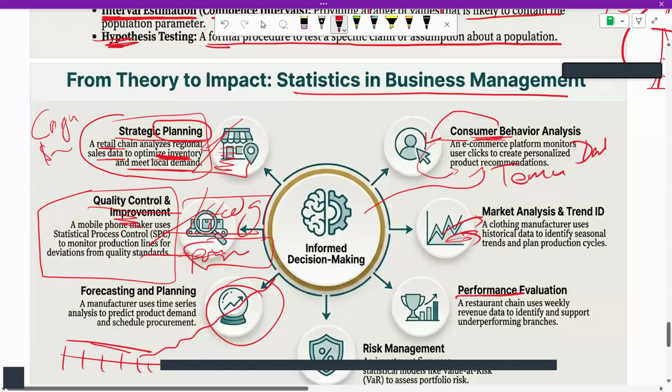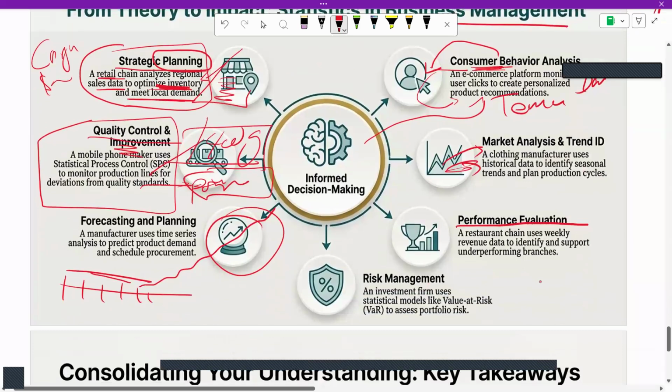And performance evaluation, employee performance, salesperson performance, and risk management, especially stock market risk management, fire accidents, and insurance companies may use which area, which season, gives more risk insurance claims like that. So this kind of analysis can be done using statistics. These are a few examples of business applications of statistics.